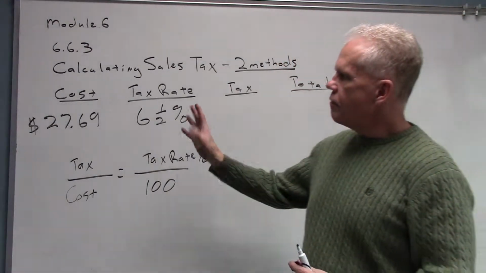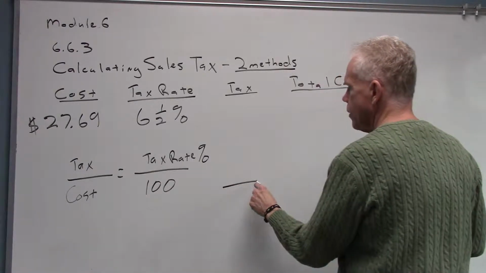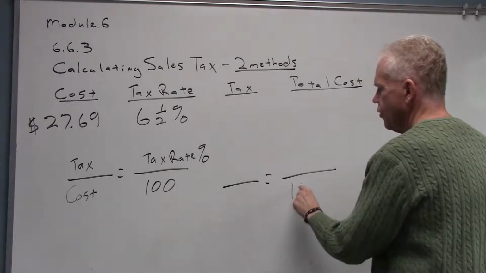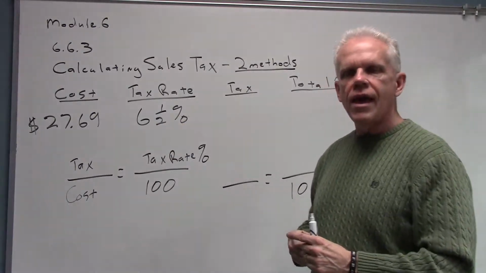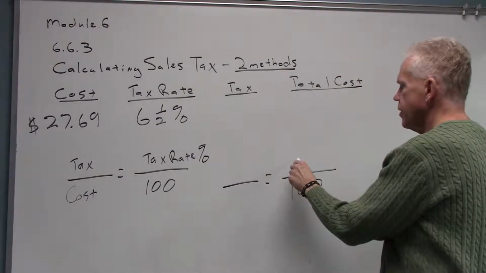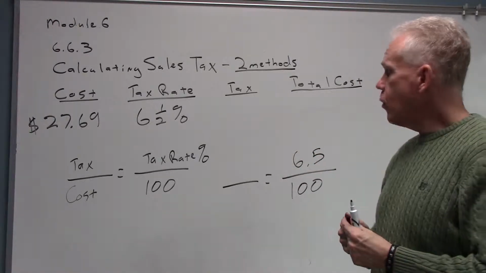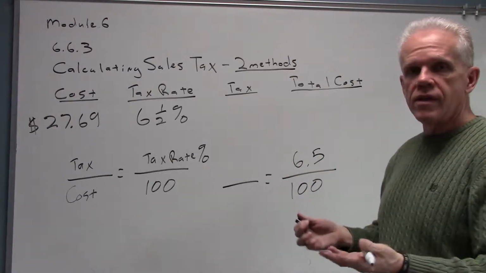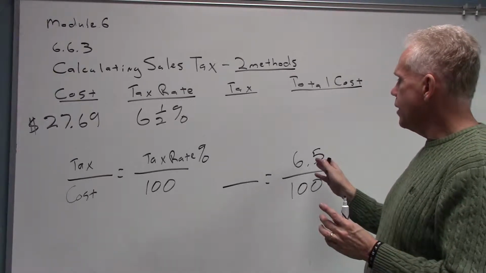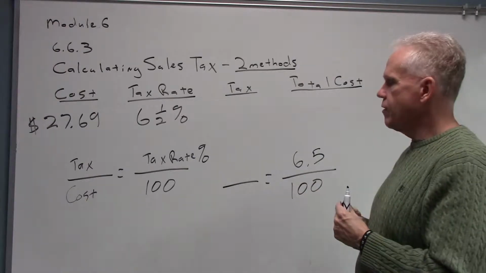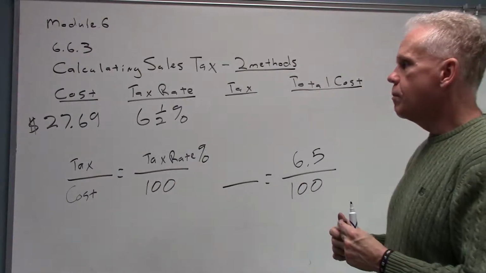If we take the information and plug it into the model, of course this is 100. My tax rate is 6.5%, so I'm going to change that to simply 6.5 and put that here. Notice I do not have to move the decimal like I did with the equation method. If I had done this with the equation method, I would have had to move the decimal 2 places back to the left. The proportion method saves us from having to do that.